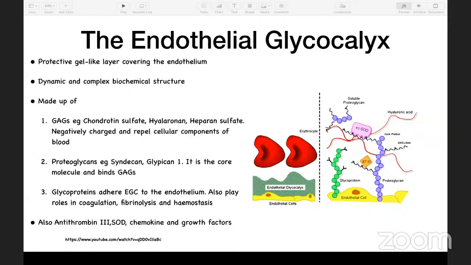As you look at the diagram, the glycoproteins anchor the glycocalyx to the endothelium. It also has proteoglycans, which are the core molecules of the glycocalyx, and then the glycosaminoglycans, which really are in plasma mainly. They are the ones in contact with plasma. It also has other components: antithrombin 3, superoxide dismutase, chemokines, and growth factors. We shall see the use of all those components of the glycocalyx as we go on in our discussion.